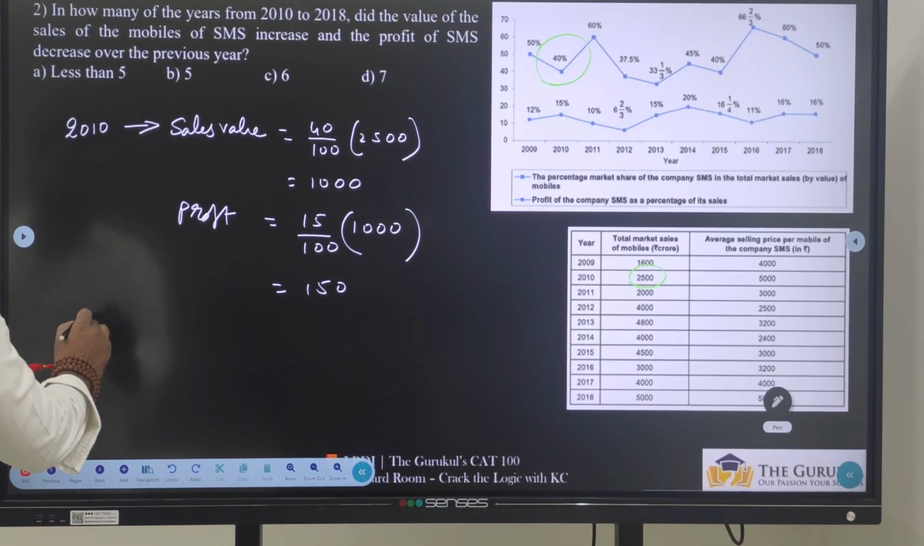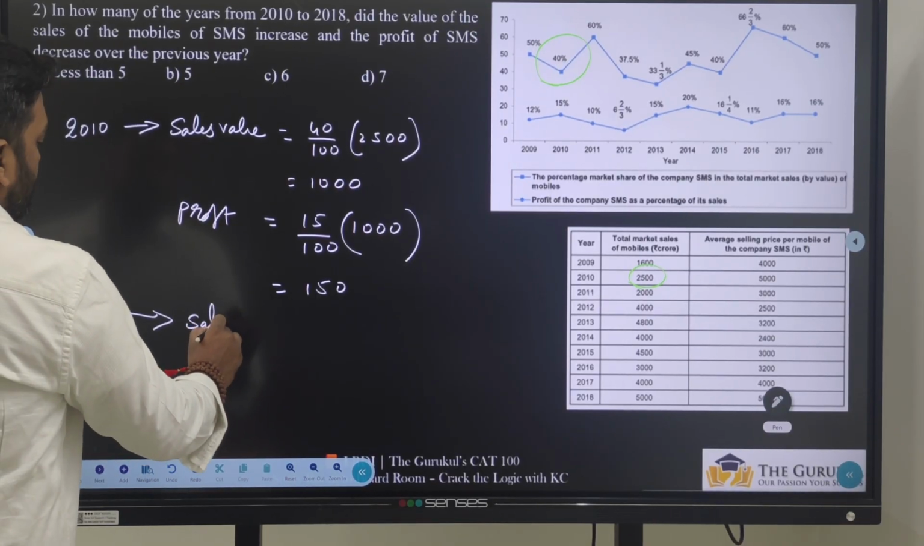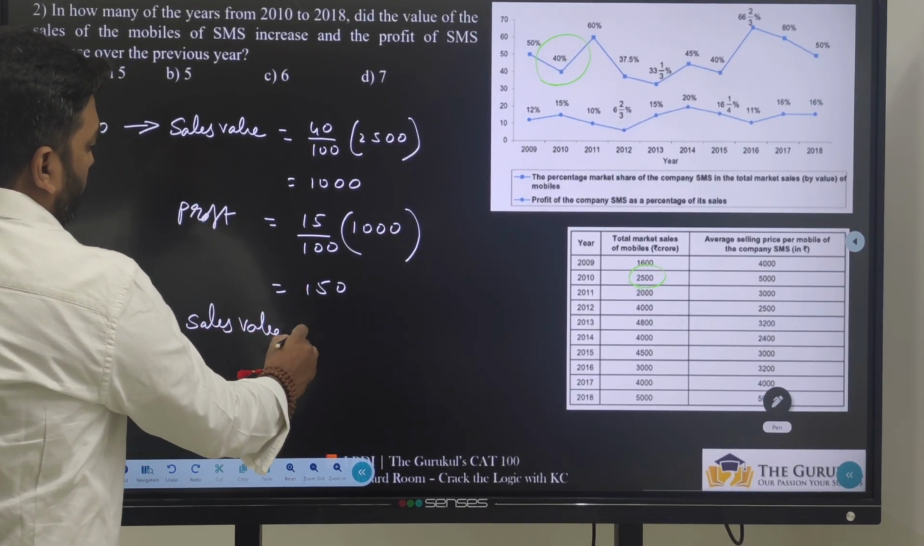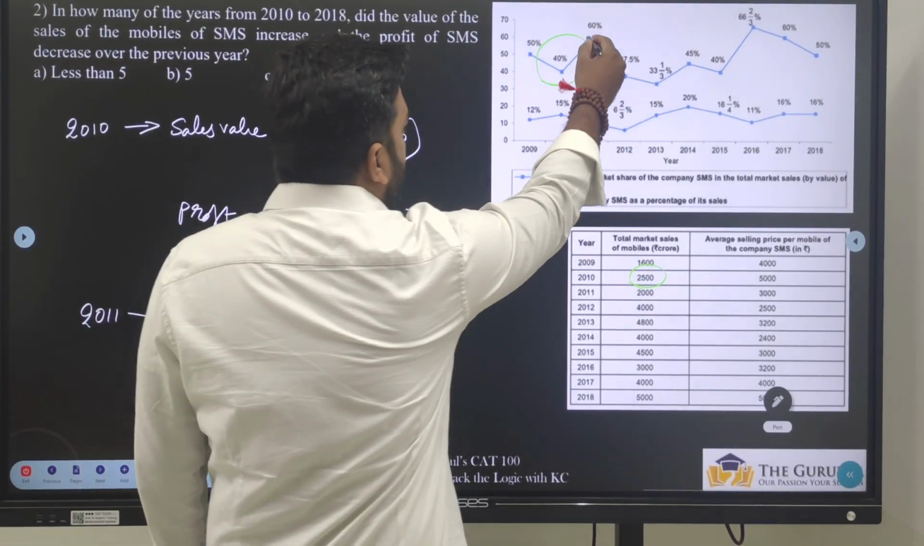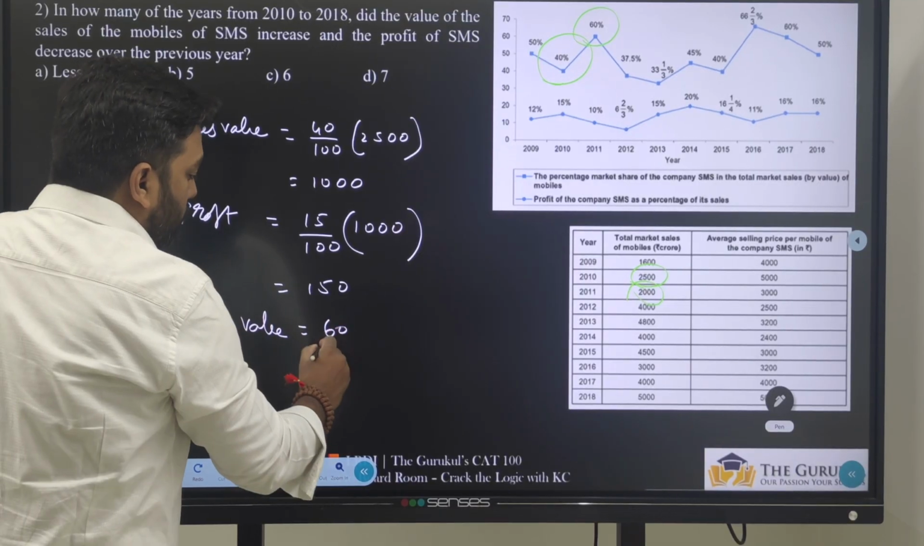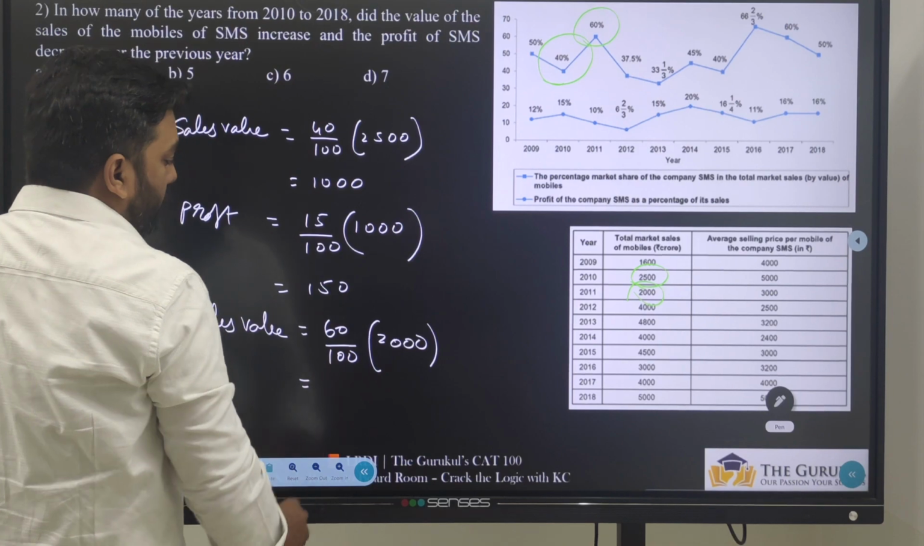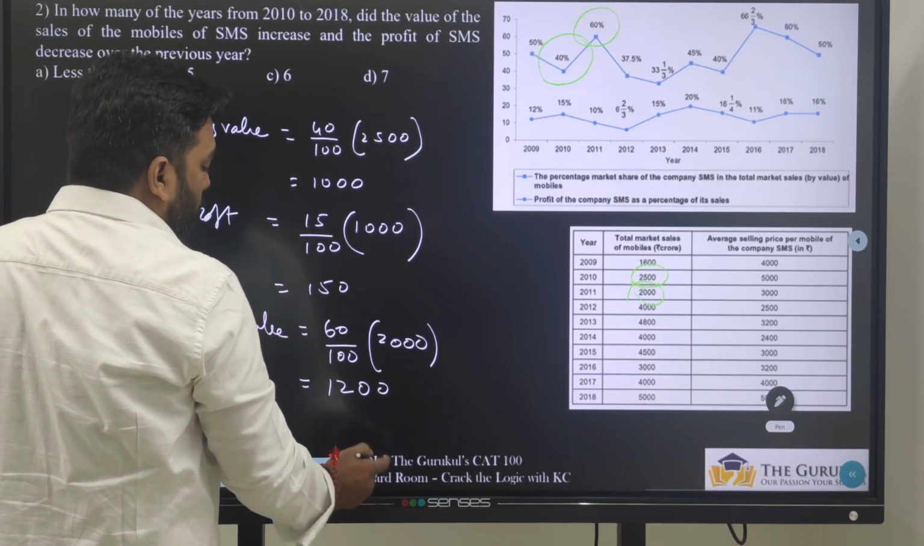Clear how we are solving? Let's do it for 2011 also, and then you can continue with the remaining values. Sales value is equal to 60% out of 2000. So 60% out of 2000 is equal to 1200.